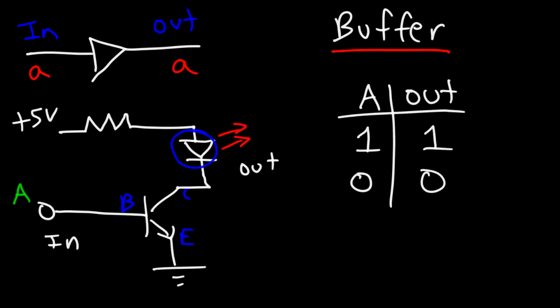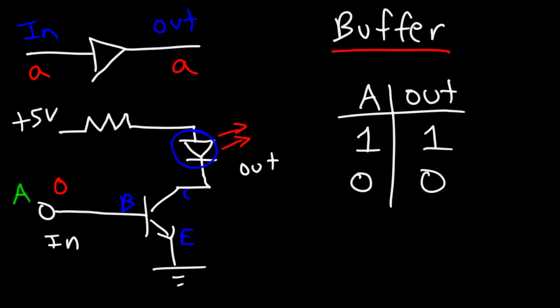And what's going to happen if we apply a voltage to point A? So if the input is in an on state, will the LED be on or off? Well, once you apply a voltage to the base, the transistor will turn on. Current will flow from the collector to the emitter. Therefore, the LED will be in an on state. So this corresponds to a 1 for the input and the output.